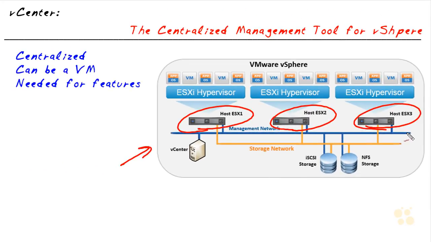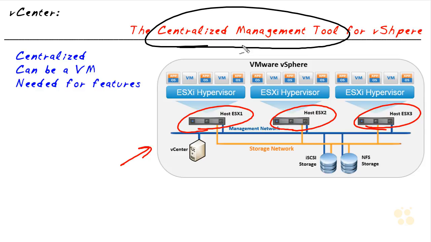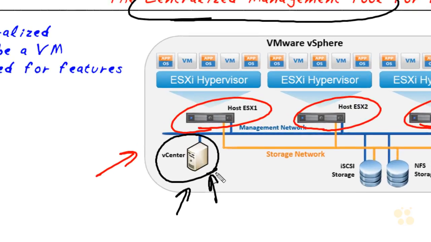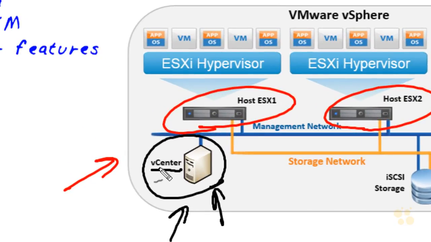In our sample topology here, we have 3 ESXi hosts, 1, 2, and 3. However, in larger environments, we might have dozens or hundreds of ESXi hosts that we have to manage. It doesn't become practical or reasonable to manage each and every individual ESXi host as a standalone unit. Instead, we need some type of centralized management tool, and that tool in a VMware vSphere environment is called vCenter.